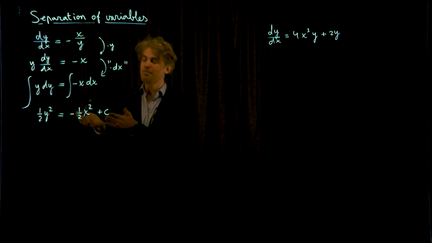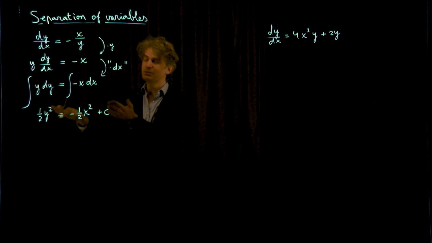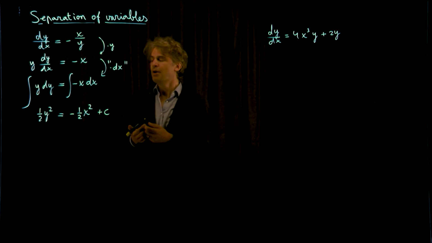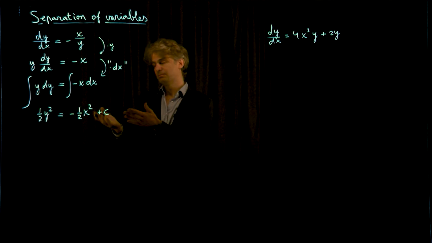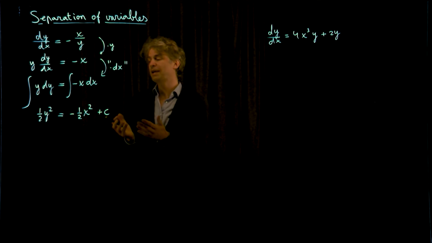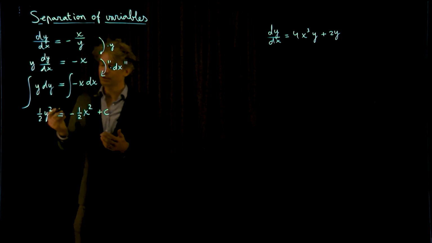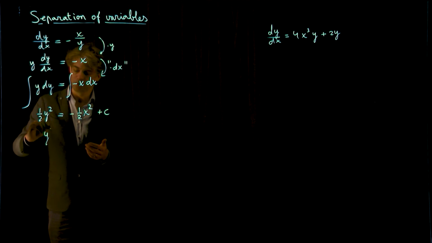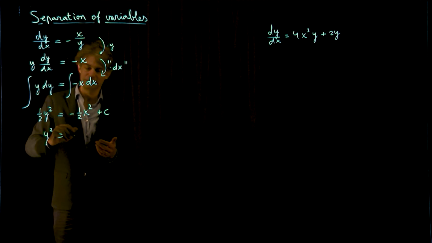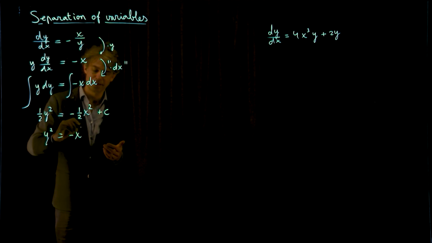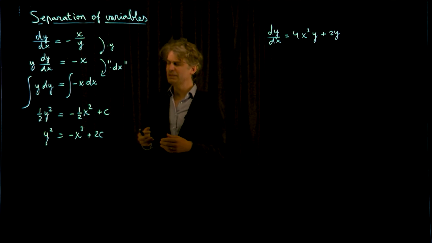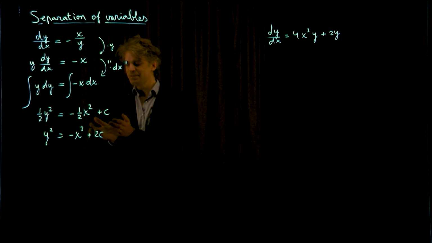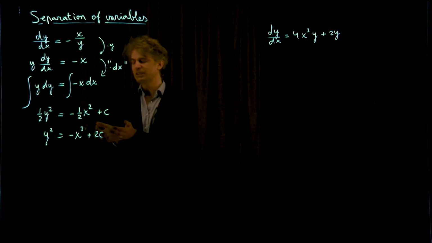So actually, implicitly, we have solutions of our differential equation now. But you might want to write it as an explicit function, y as an explicit function of x, for example. So I could multiply by 2 to get y squared equals minus x squared plus 2c. And there's one more thing to be said here. c was sort of a random constant, so 2c is the same in a sense. It's still a random constant.